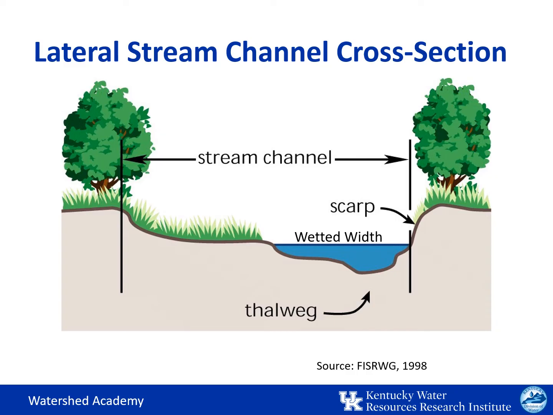With some basics on the longitudinal changes in the stream, we now want to turn to the lateral changes in the stream. The stream channel has different parts. Looking here at a cross-section, we see the thalweg is the deepest part of the channel where the water will be moving the fastest. The scarp is the sloped bank on either side of the channel. The wetted width is the area that has water at any given point.